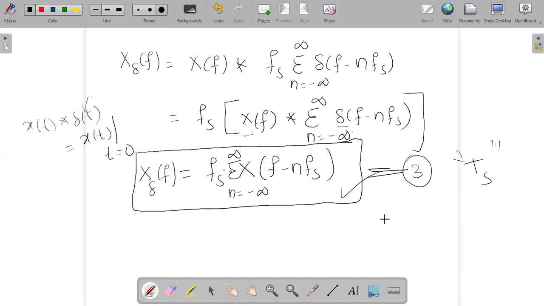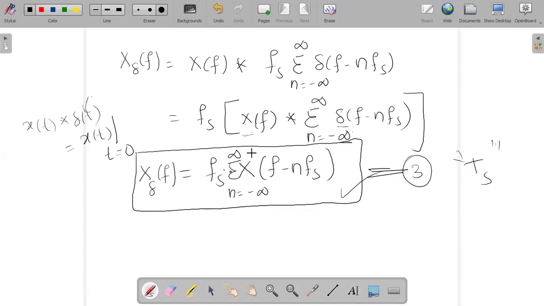So these are the equations. Three equations we wrote now. X delta of t equal to x of t into delta Ts of t is our equation 1, the time domain representation of the sampled signal. Equation 2 represents the ideally sampled signal in time domain. Equation 3 represents the ideally sampled signal in frequency domain. Please write this statement also: the above equation, that is this x delta of f, is a periodic spectrum with the period equal to the sampling frequency.